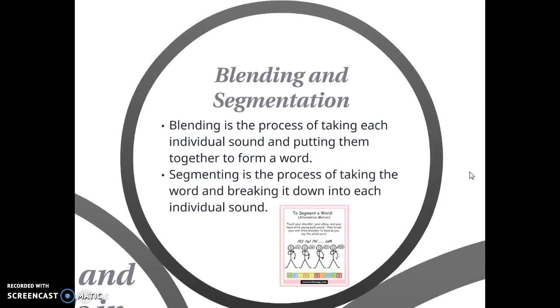First, you would start with blending and segmentation of words. Blending is the process of taking each individual sound and putting them together to form a word, and segmenting is the process of taking the word and breaking it down into each individual sound.